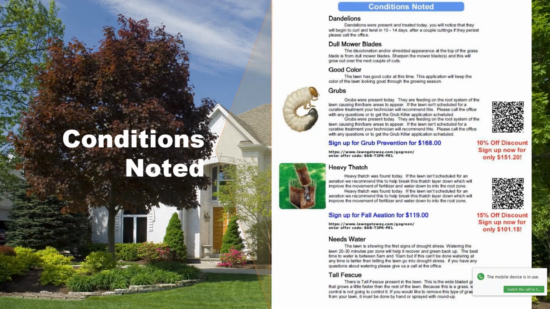You can do condition code letters. So this is an example of different condition codes that were noted in the field. And as you can see, there's a QR code here. There is a path to go to the portal to sign up online and put in an offer code specific to this particular customer.